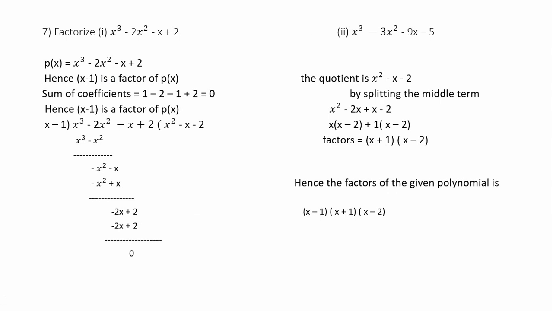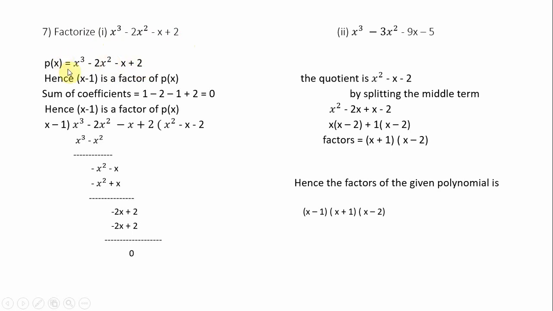Seventh question is a union of four questions, children. I am just explaining you a single sum. You need to do the remaining three sums. So the question is factorize x cube minus 2x square minus x plus 2. Now p of x is equal to x cube minus 2x square minus x plus 2.